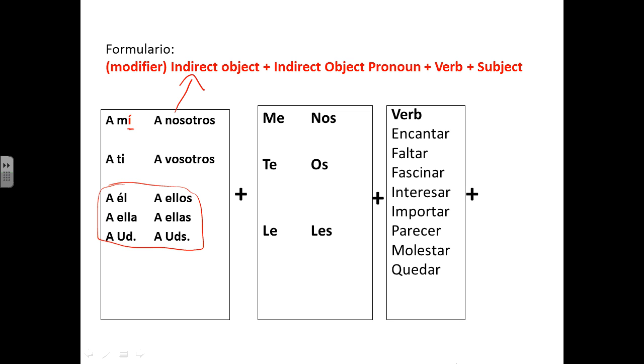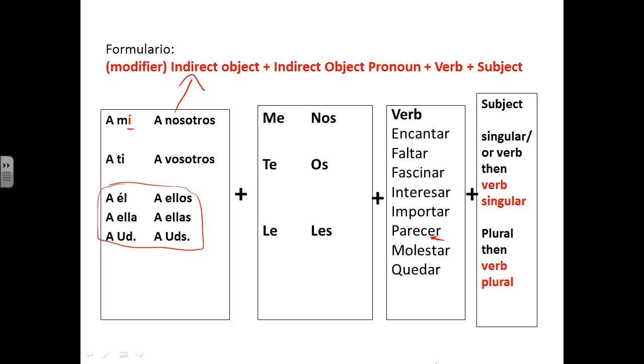Then here's the new list of the verbs like gustar, so I want you to write all those down in the third box. Encantar, faltar, fascinar, interesar, importar, parecer, molestar, and quedar. All of them end in AR except for one, so that helps you with your endings. And then you have the subject. So you might want to pause this. If the subject is singular or a verb, then the verbs like gustar are singular. If the subject is plural, then the verbs like gustar are plural.